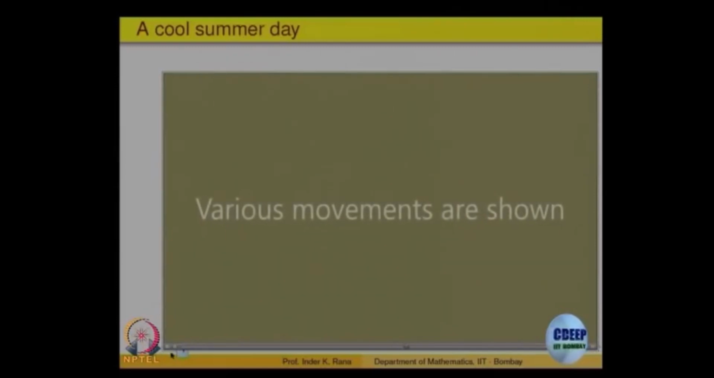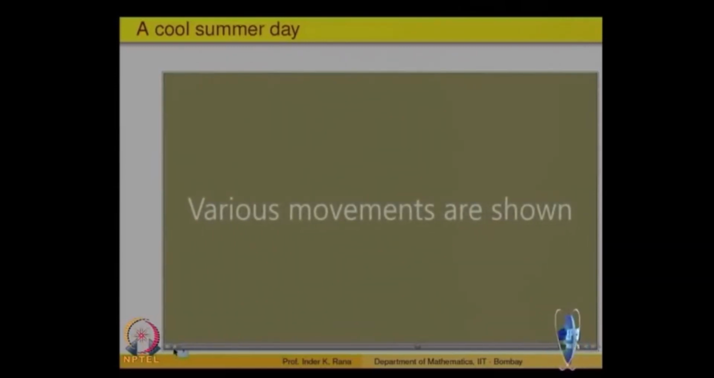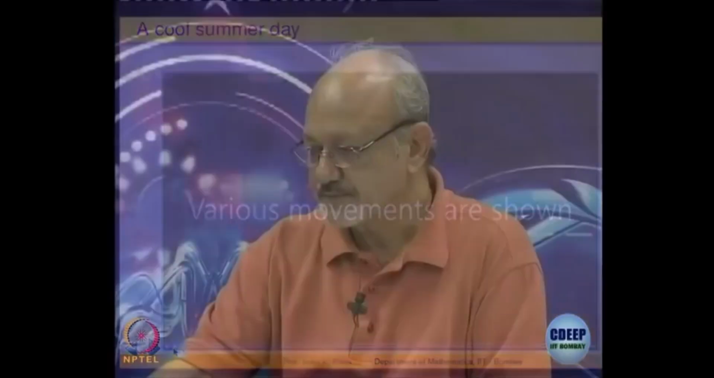So, what are the various movements which are happening? Clouds were moving in a certain direction, the sun was moving along a particular path, the flag was shifting its position, and the balloon was becoming bigger or smaller. So, these are various things which we observe in our day to day life, and which have been used in this particular clip. So, let us see what are those things.